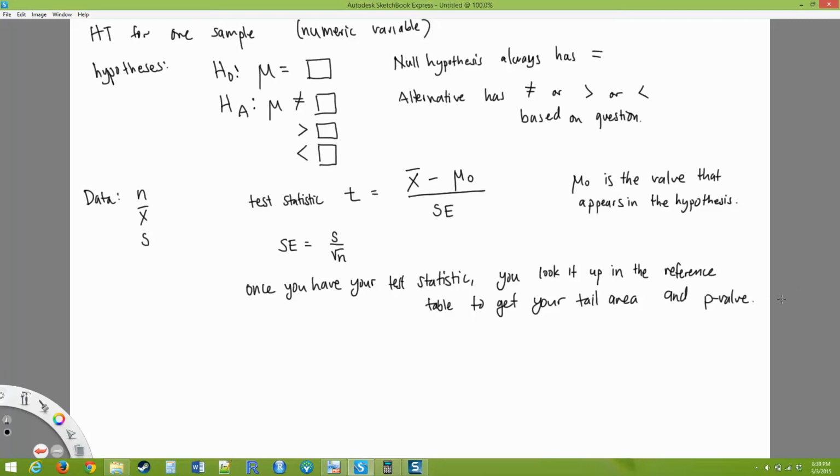This should sound familiar. It should sound very similar to what you did last week when you were dealing with proportions. When you did hypothesis test for proportions, it was very similar in process. It's just the elements were different, right? We didn't have x bar, we had p hat, and we didn't have mu 0, we had the p in the hypothesis, and we didn't have this standard error. I mean, we did have a standard error, but it looked a little different, okay? It's very similar, but a little different.